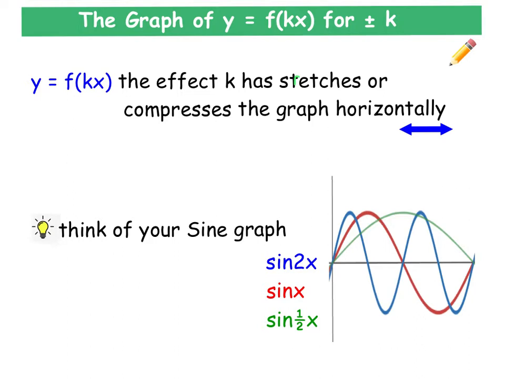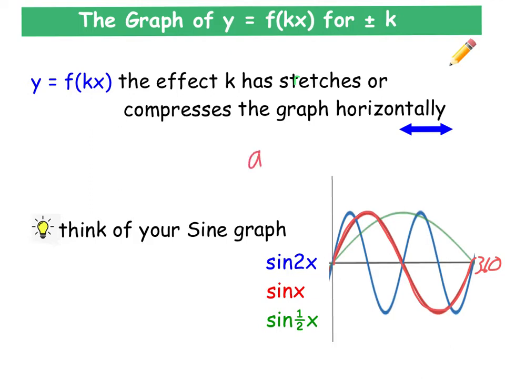And again, think of your trusty sine graph. The red one here is your basic sine graph, okay? That is the one that goes from 0 to 360. And if we asked you to draw the graph of y equals sine 2x, that would be the blue one, it would suddenly finish at 180, wouldn't it? So what's actually happened there is all our x coordinates were halved. So doubling the x actually halves the x coordinates.